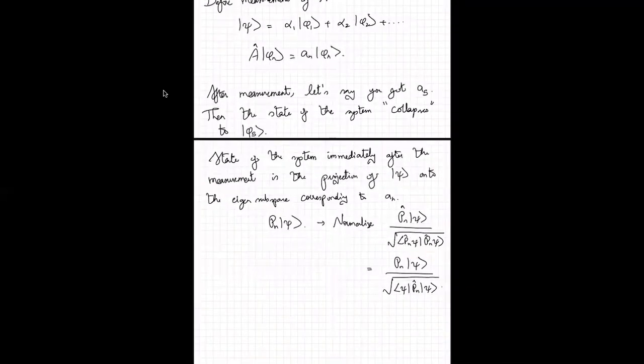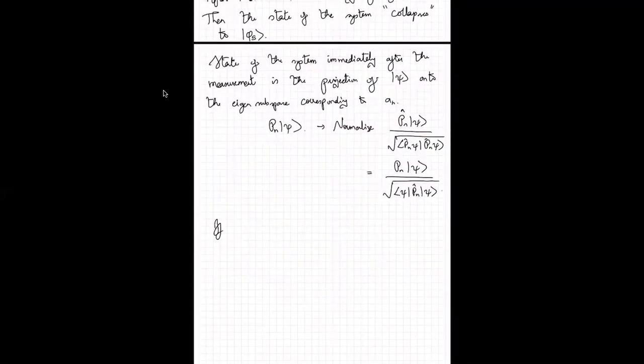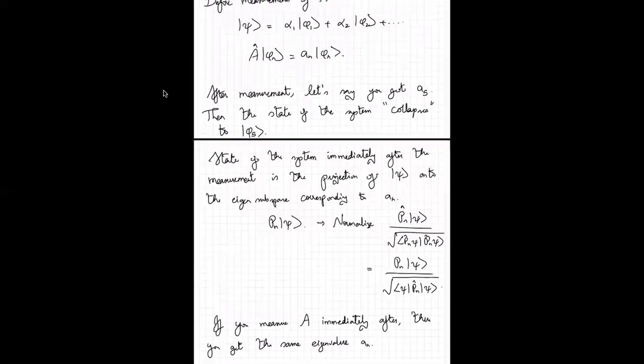And if you measure A immediately afterwards, then you get the same eigenvalue An, because the state of the system immediately after the measurement corresponds to that one particular eigenstate, among the many possible eigenstates via linear superposition.